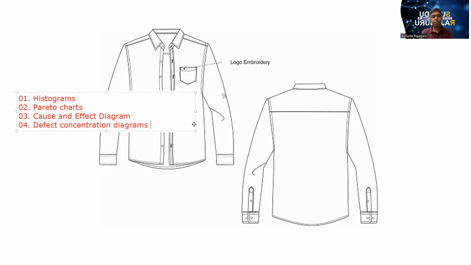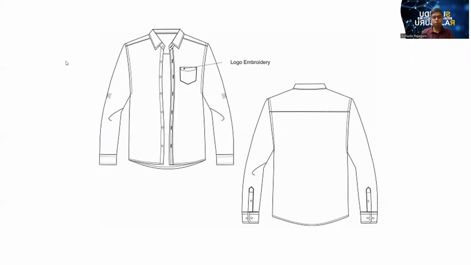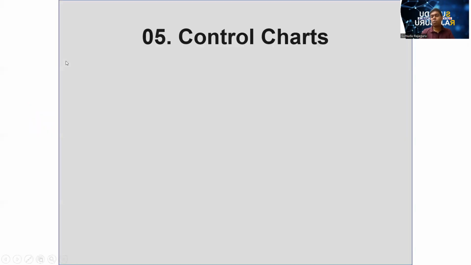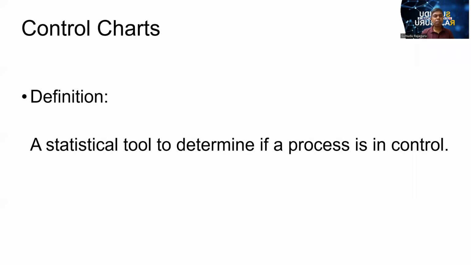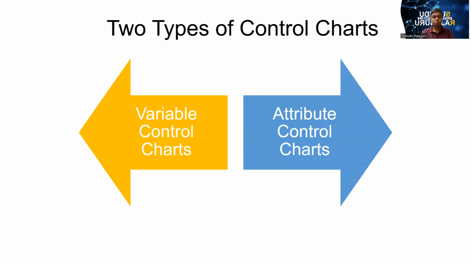Now we are moving to the fifth one. What is the fifth one? That is called the control chart. The definition of a control chart: a statistical tool to determine if a process is in control. So we use the control chart to understand whether our process is in control or out of control.